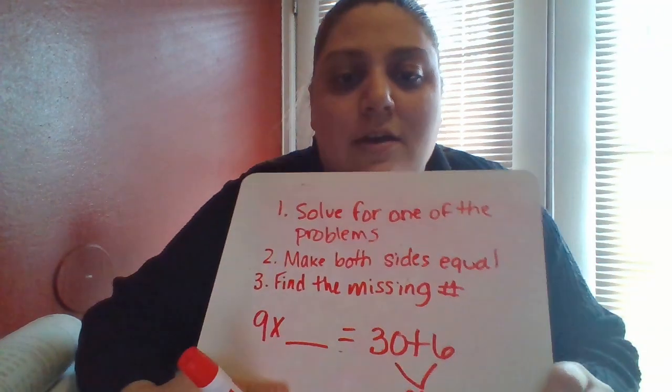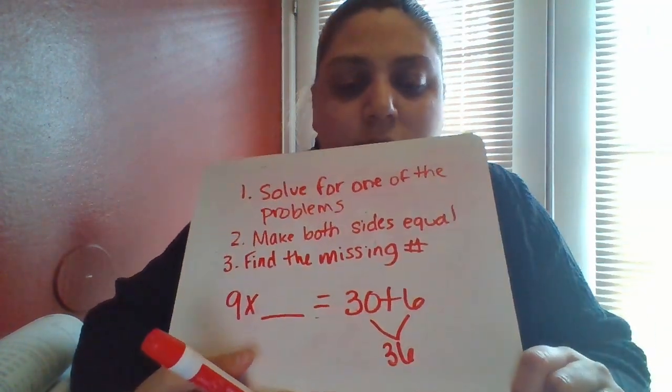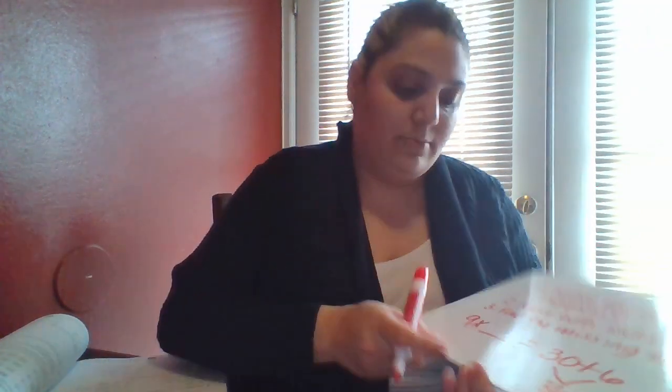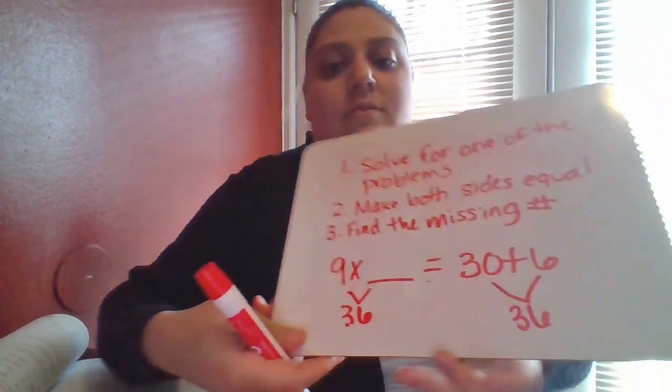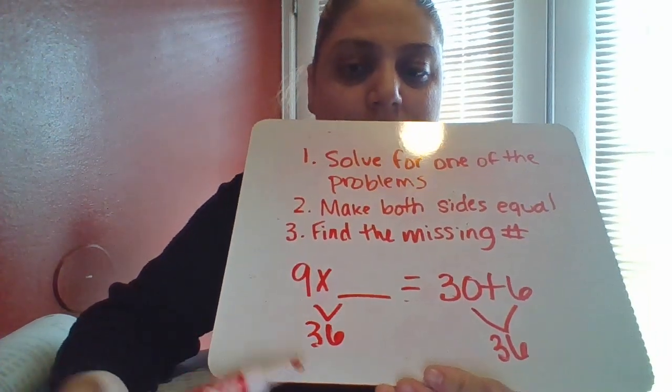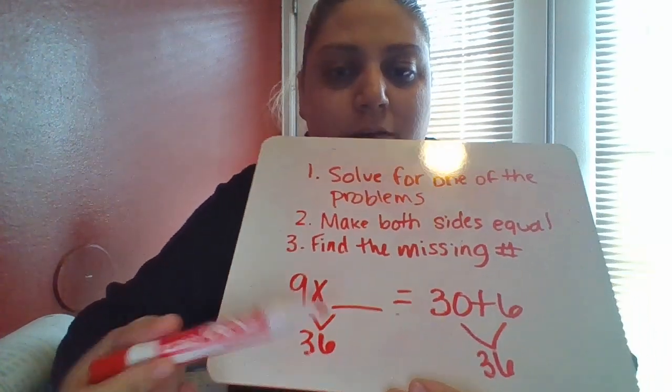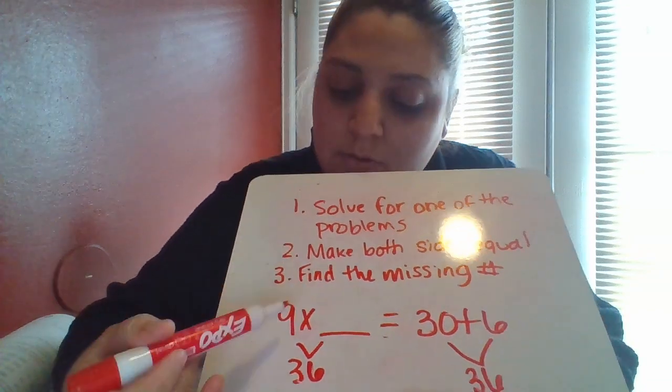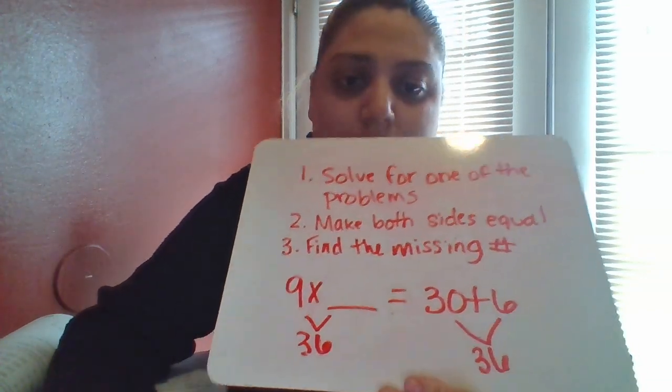Okay. Now it says make both sides equal, so that means I'm also going to write at the bottom of the other equation. So 9 times what is 36? So that means I also need to make this side 36. Now I need to find the missing number. So 9 times what is 36?